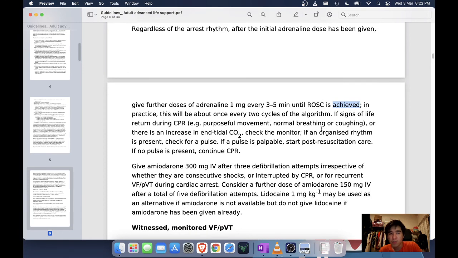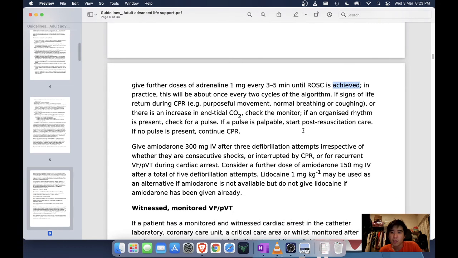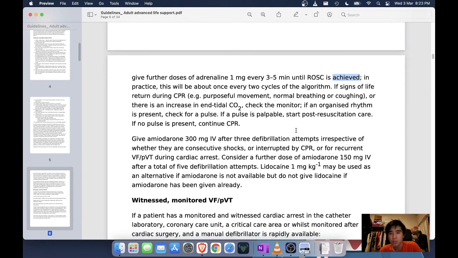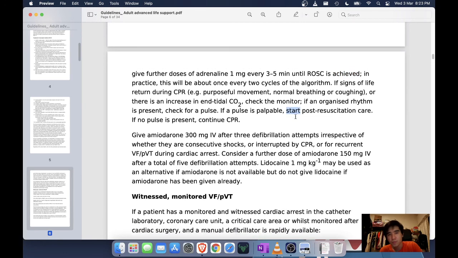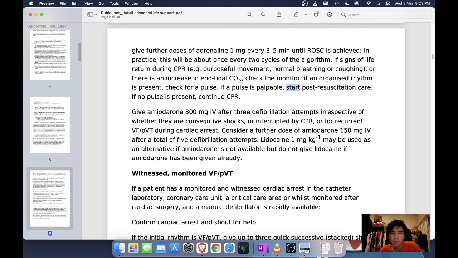If signs of life return during CPR, for example, purposeful movement, normal breathing, coughing, or there's an increase in end-tidal CO2, check the monitor. If an organized rhythm is present, check for a pulse. If a pulse is palpable, start post-resuscitation care. If no pulse is present, continue CPR.